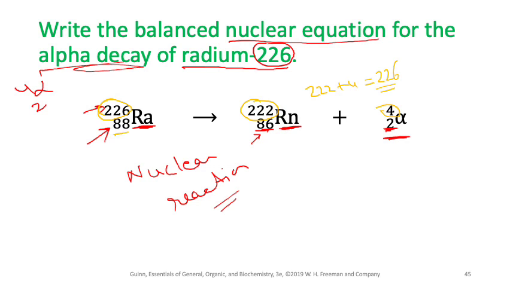Let's see what the second rule says: the sum of the atomic numbers must be equal on both sides of the nuclear reaction. On the left side, the atomic number is 88. On the product side, the daughter nucleus has an atomic number of 86 and the alpha particle has 2. So the total is 88, which is equal to the parent nucleus. That means this nuclear reaction is also balanced, which is an alpha particle decay. So this is how you balance any nuclear reaction.